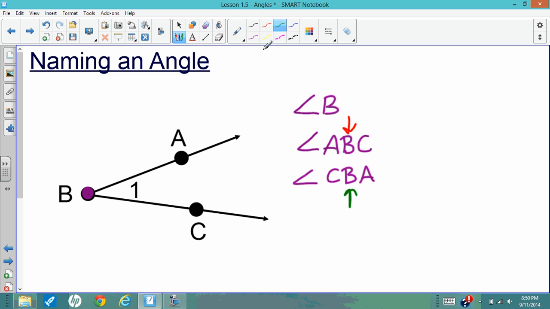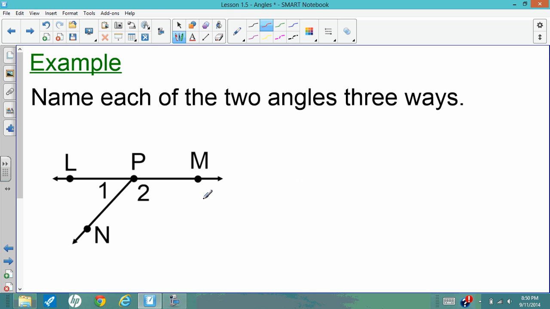Okay, and we can see here that this angle is labeled inside with a 1, so we can call this angle 1 if we want to. And if there's no label, of course, then we need to use the vertex or 3 points on the angle. So pause the video now and name each of the two angles 3 different ways.